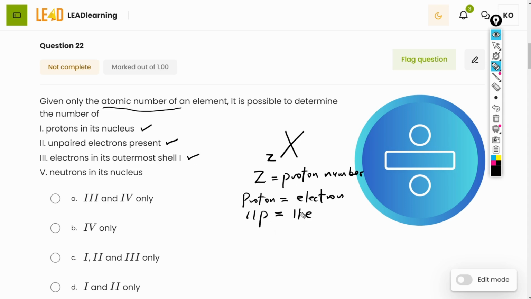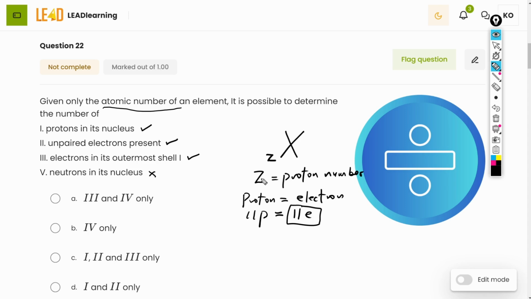The proton number is equal to the electron number. So if I have 11 protons, that gives me 11 electrons as well. I can now use this to do the electronic configuration or draw the electronic structure of that atom, and that would tell me the electrons in the outermost shell. And then 5, the neutrons in its nucleus.